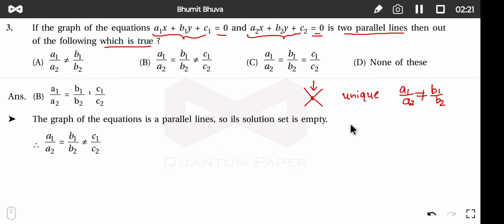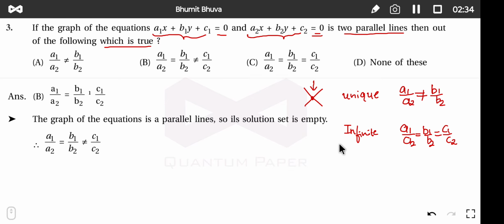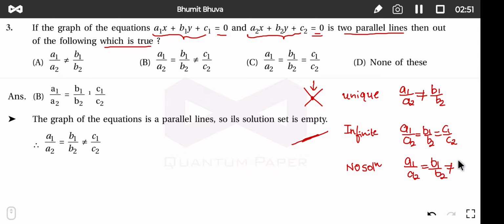And the second one is infinite solution. For infinite solution, we have the condition a1 upon a2 is equal to b1 upon b2 is equal to c1 upon c2. So it has more than one solution. So the lines for infinite solutions are coincident. And the third case is no solution. So no solution means a1 upon a2 is equal to b1 upon b2 is not equal to c1 upon c2. No solution means that the lines are not intersecting at any point.